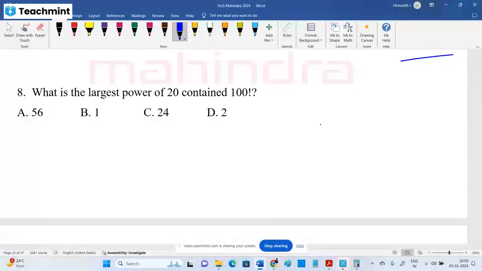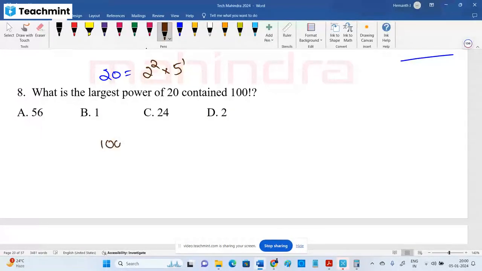What is the largest power of 20 contained in 100 factorial? This is a typical question. In any factorial, I want the largest power of 20. 20 means a 4 and 5 combination, in the sense 2 square. First write the given number as prime number powers. 20 can be written as 2 square into 5 power 1.